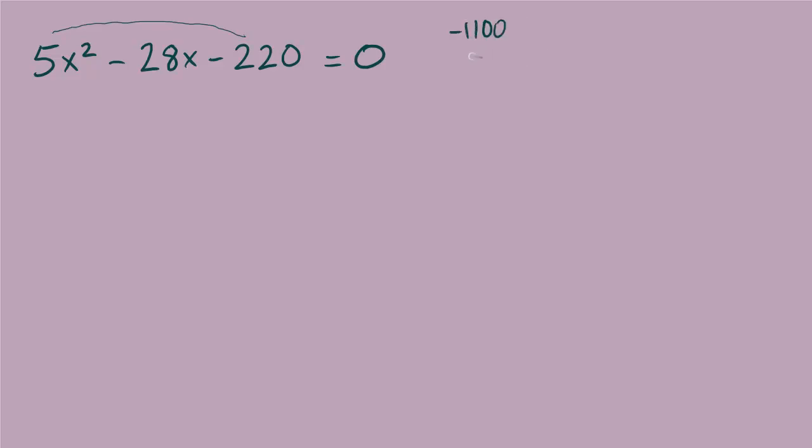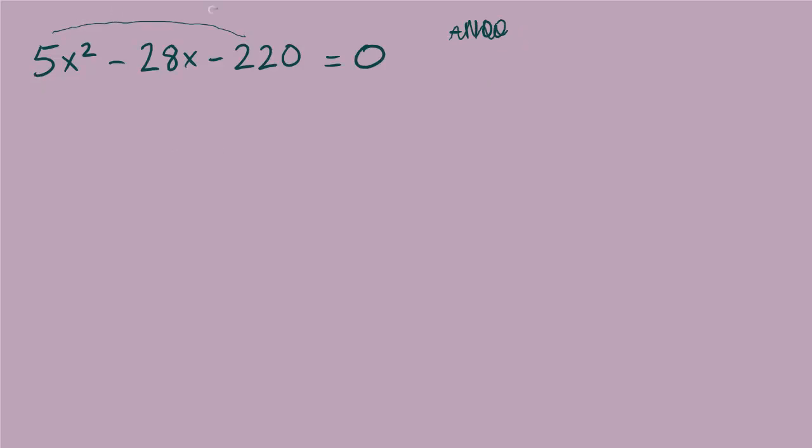And the next part of this problem is to figure out what pair of numbers would also multiply together to equal negative 1,100, but added together would equal our middle coefficient, negative 28. And that might be a little bit painstaking. There isn't really a very quick way, but a different option would be that we use prime factors.